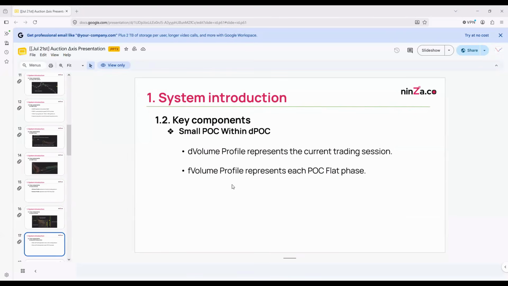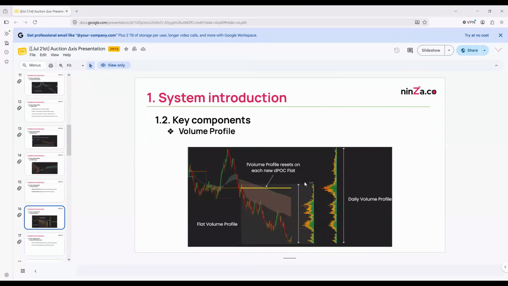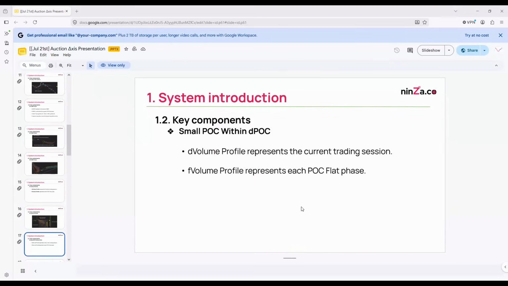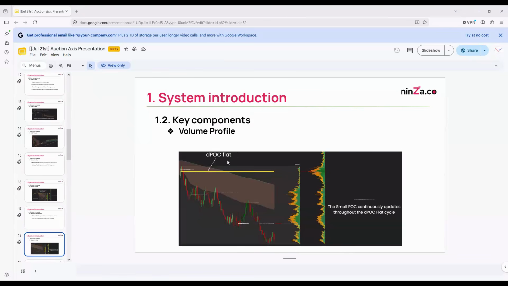So they're talking about the POC flat phase. This is the phase that we're talking about, the flat phase, and then it creates the market profile around it. The flat DPOC. Now you're also going to see smaller point of controls, and again, in a declining market, they become resistance areas.